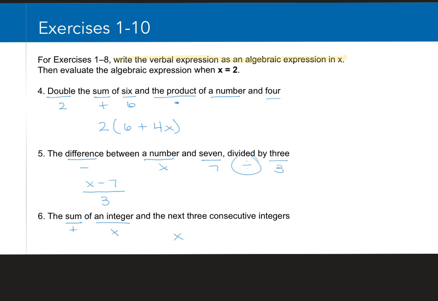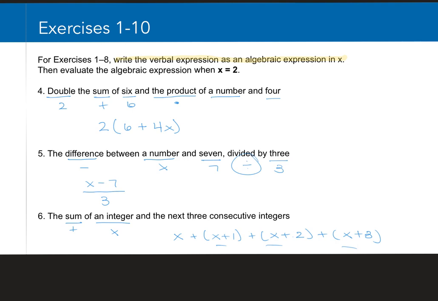So we have an integer, which is x. To find the next three consecutive numbers, we have x plus 1, because to find that number from the original x, we're going to add 1. To find the second consecutive number, we're going to have x plus 2, excuse me, not 3. I'm skipping ahead of myself. So we're going to have x plus 2, and then we have x plus 3. All right, so we have the integer x and then the next three consecutive numbers.